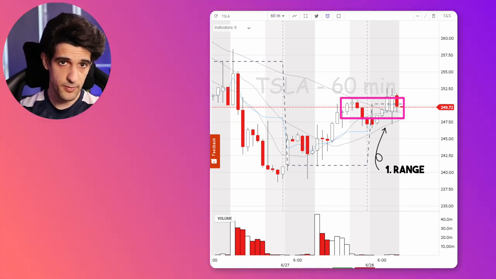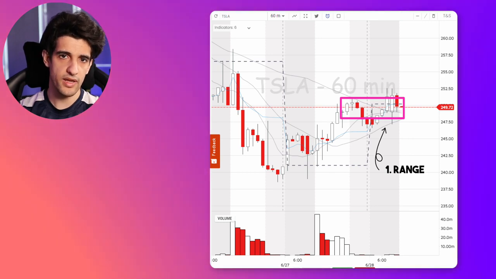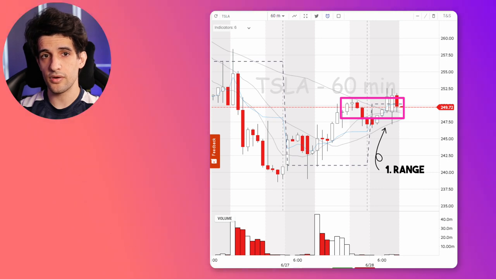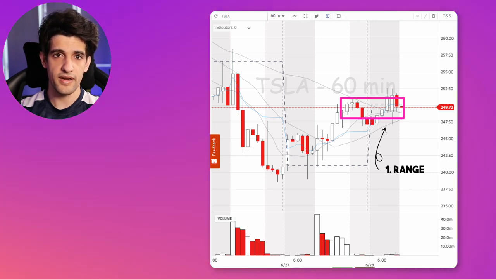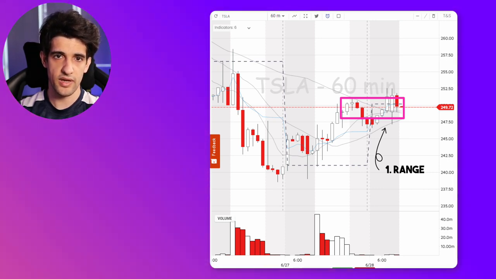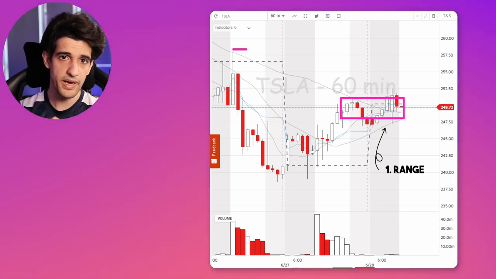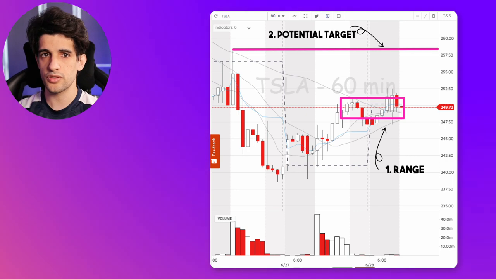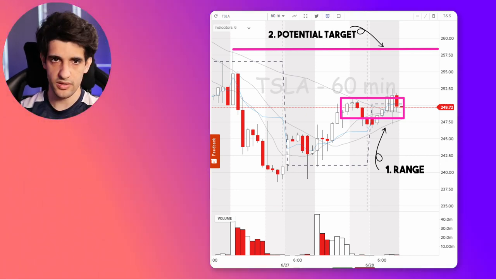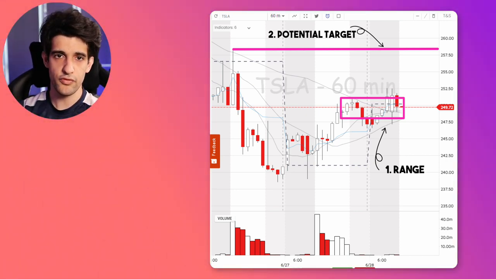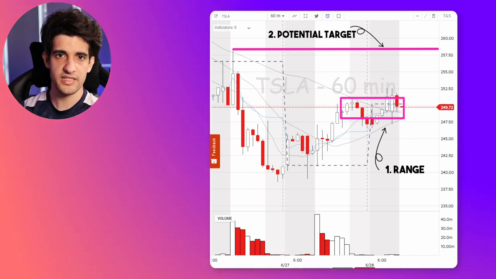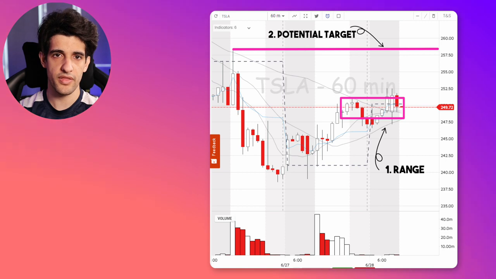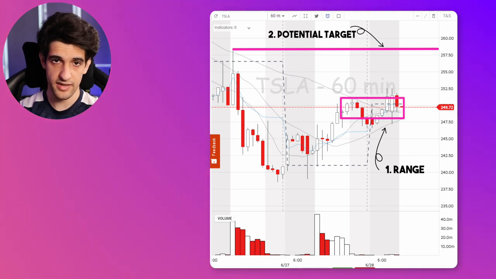No matter what setup you are playing, you always want to catch the beginning of the move. And there is no better way than looking at the 60-minute chart to catch that beginning, because if you break that 60-minute range, you're going to get some nice momentum that could get you an amazing risk to reward ratio. You can also clearly see that if we break this range on the 60-minute chart, there is nothing else left ahead of us except for that wick. So that is also giving us a great risk to reward.